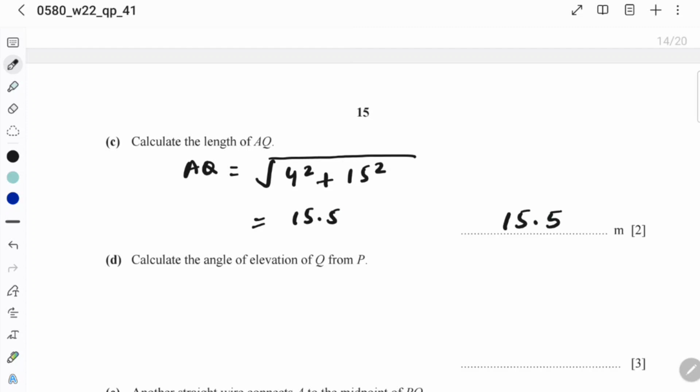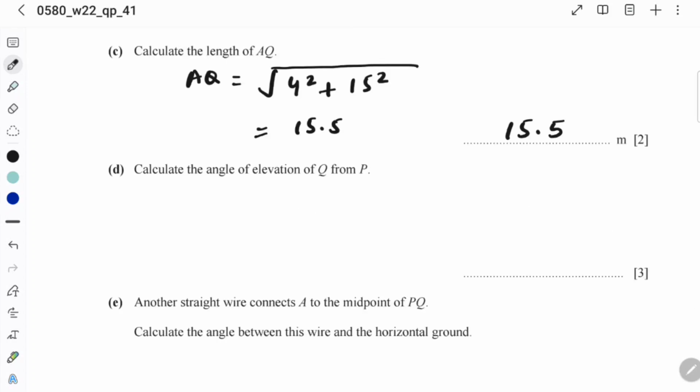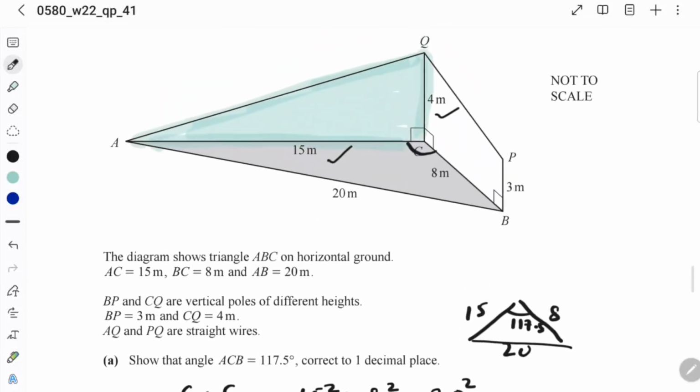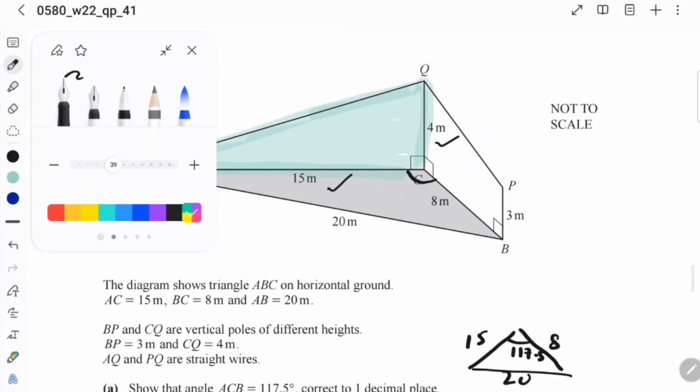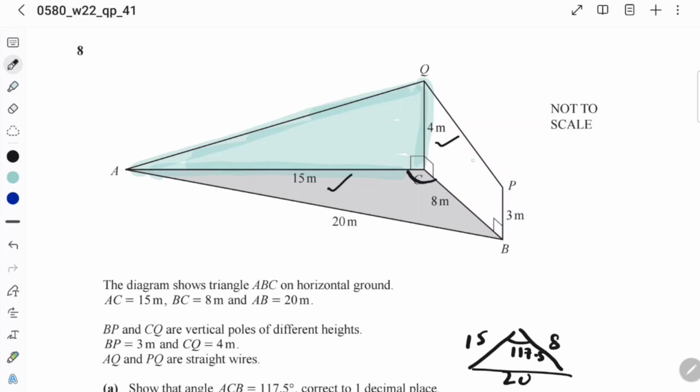Alright, calculate the angle of elevation of Q from P, a 3 marks question. The angle of elevation of Q from P means somebody is looking from P to Q. So if I draw the diagram here, a right angle triangle, obviously from the horizontal ground somebody is looking up. This angle is required because somebody is looking from P to Q, 90 degrees. This is 3. I didn't draw it correctly, so I'm just drawing it again. Now look in front so you can understand it easily.